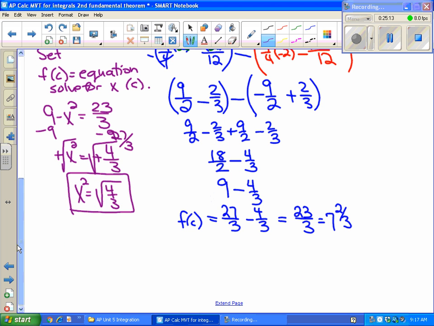I could do a little bit more with that. I could say, well, that's the same thing as square root of 4 over square root of 3, which the square root of 4 is what? 2 over the square root of 3. I could even rationalize my denominator by multiplying the bottom and the top by square root of 3, and that would give me 2 square root of 3 over 3.